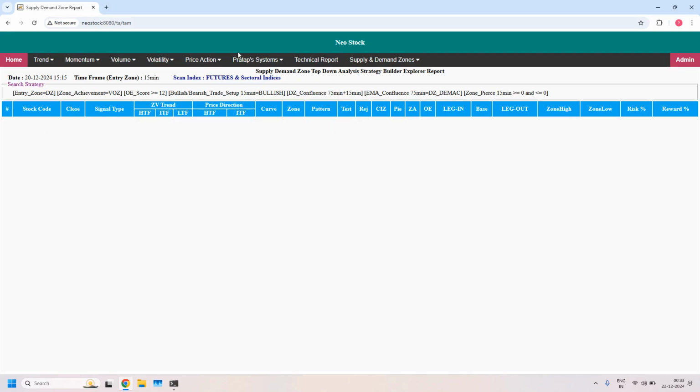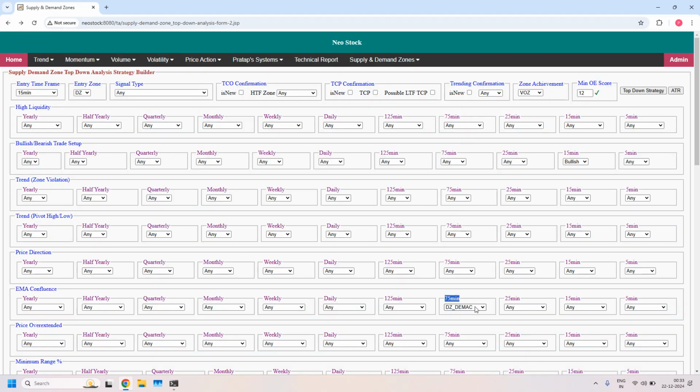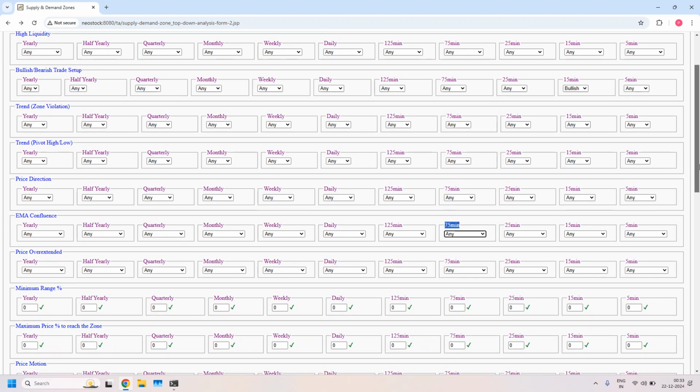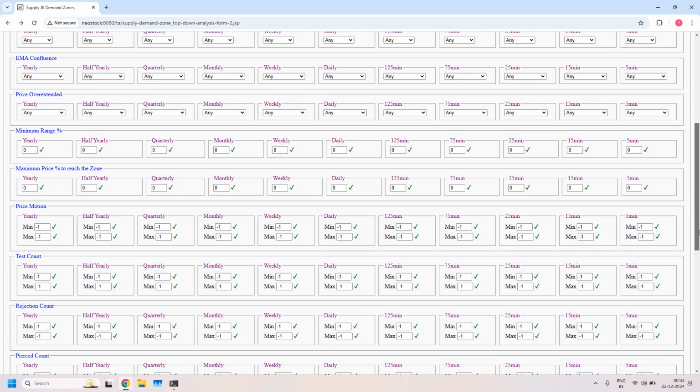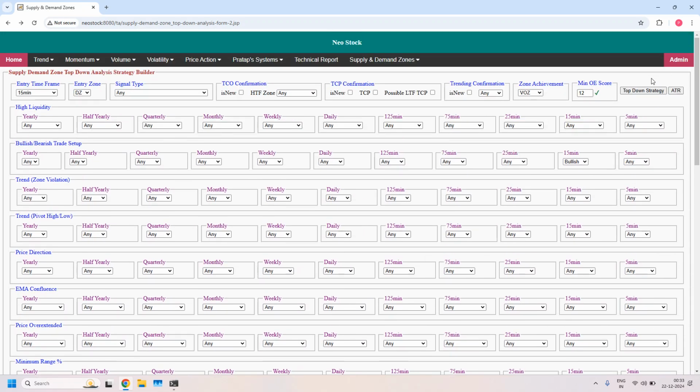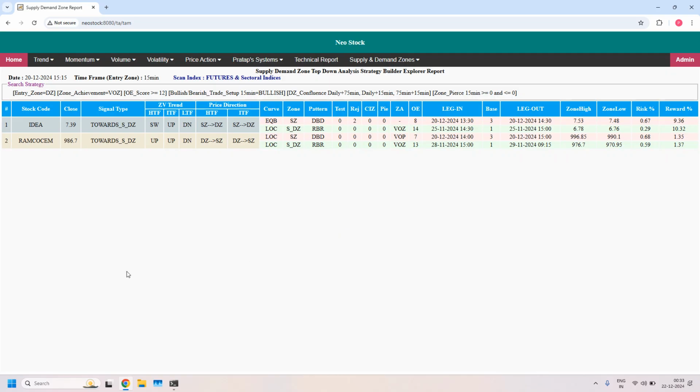Okay, next let us verify out of those 3 stocks how many are having LTF, ITF and HTF zone confluence. So 3 filters we need to set. First filter is already enabled. Second filter, 15 minutes demand zone with daily demand zone confluence. And 75 minutes demand zone with daily demand zone confluence. With all the 3 filters, LTF, ITF and HTF demand zone confluence, we got 2 stocks.